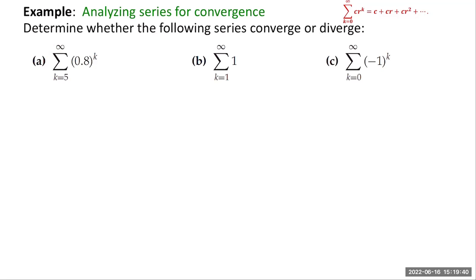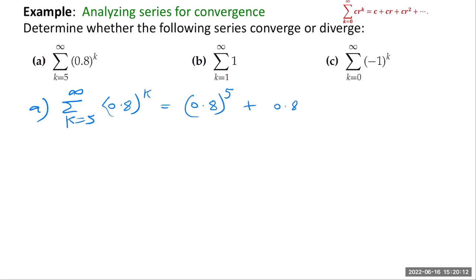How do we write this in this form? Can we write this given series in the standard form? Well, what I'm going to do is expand this. K goes from 5 to infinity, 0.8 to the power K is equal to: first, I plug in K is equal to 5 because the starting index is 5. The first term will be 0.8 to the power 5, and then plus 0.8 to the power 6 plus 0.8 to the power 7, so on and so forth, right?